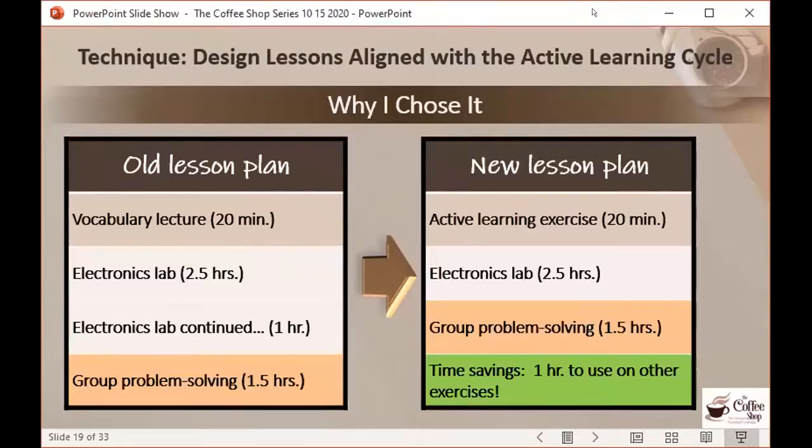And I thought, well, let's try replacing the vocabulary lecture with an active learning exercise and see if anything improves with the confusion that I was seeing in students later on when they were trying the lab. And so the active learning cycle, hopefully it's going to target the confusion, and maybe the students will be able to do their labs more efficiently. And as a result, maybe I'll save some time and maybe I'll save the students some heartache. Next slide, please.